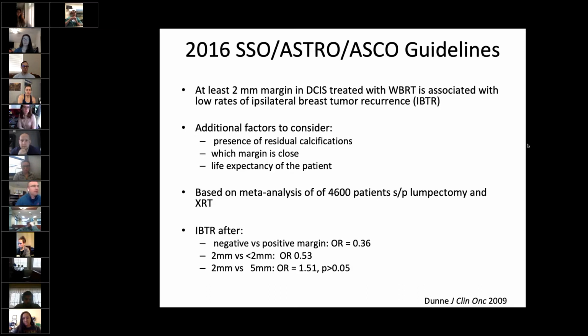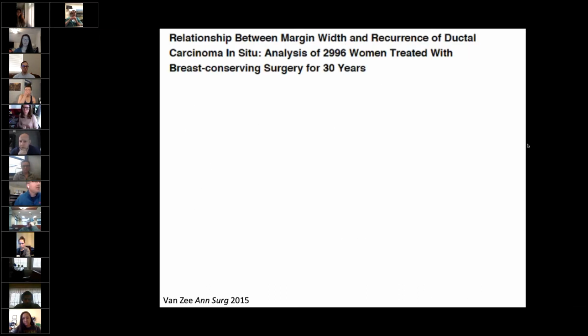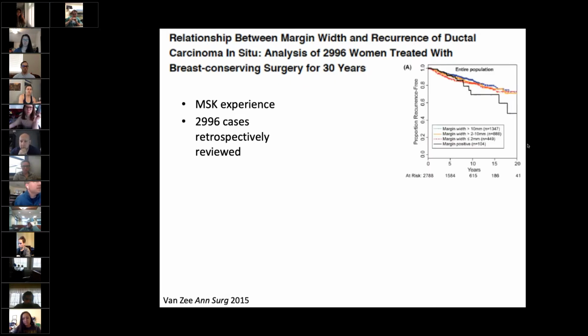Now, there have been two big papers published since that have kind of contradicted this. This one is from Memorial. They looked at 3,000 cases. And basically what they showed is in the entire population, these lines here represent different margin widths. The top one is greater than 10, and then 2 to 10, and then less than 2, and then margin positive. So clearly margin positive does worse than everybody else, but the rest are pretty close together.